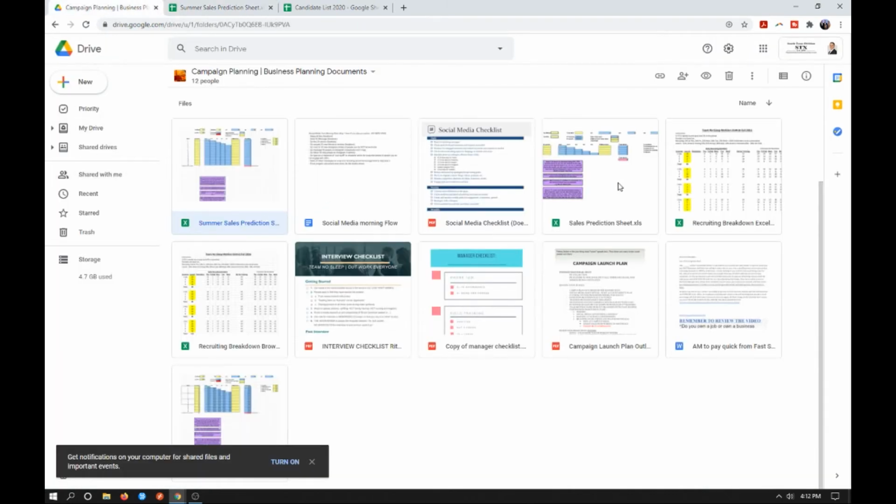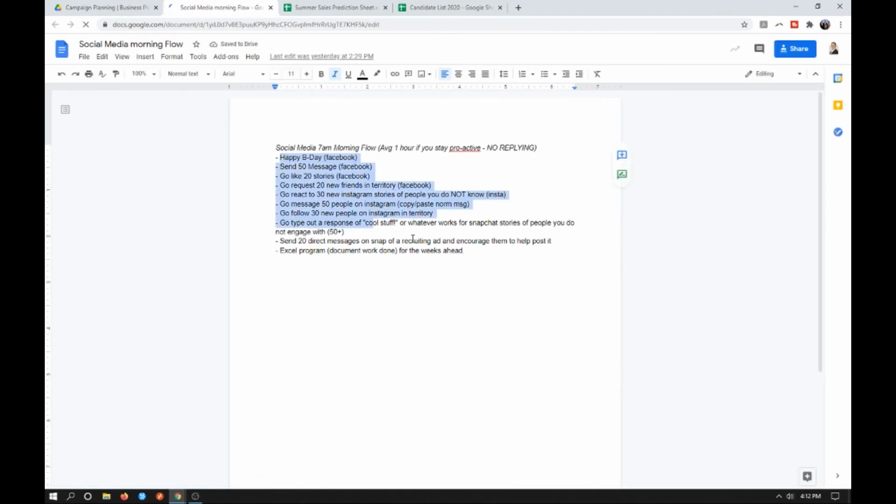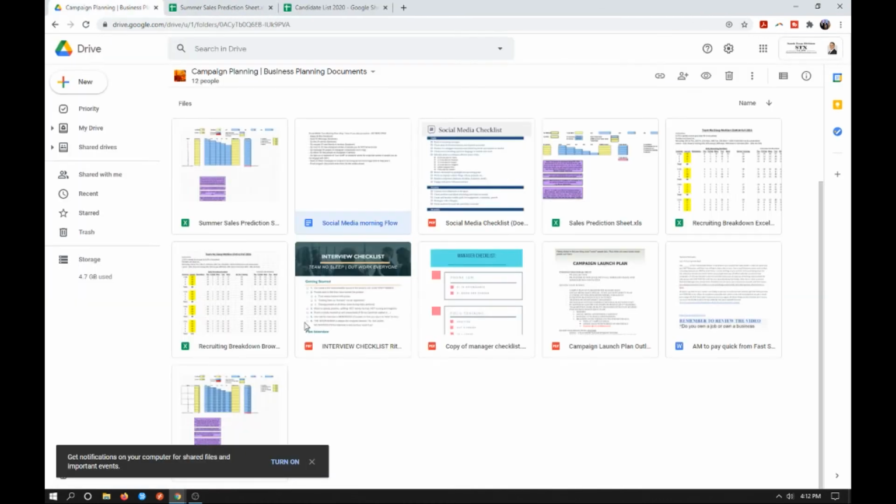The next ones, as you can see, is, for example, social media flow. What are your AMs and what are you going to do every single day? What if you did this for 60 days straight while you ran your office? Would it benefit you? And the answer is absolutely. It's about staying consistent. And so it goes through, there's tons of stuff here, guys.